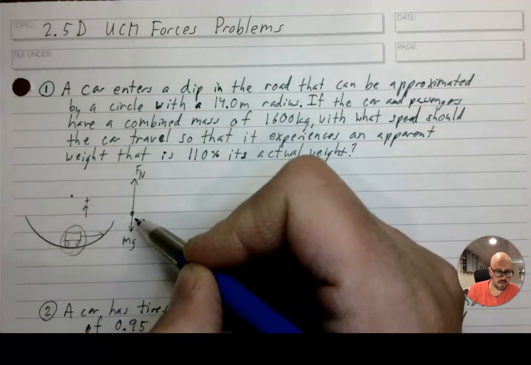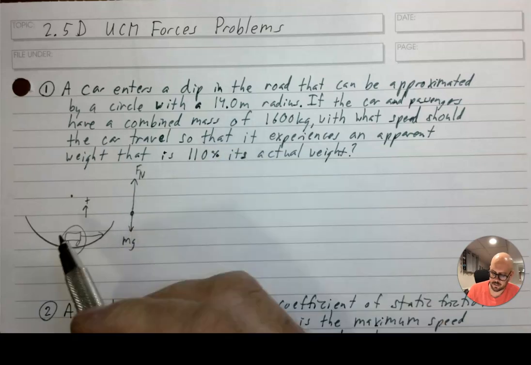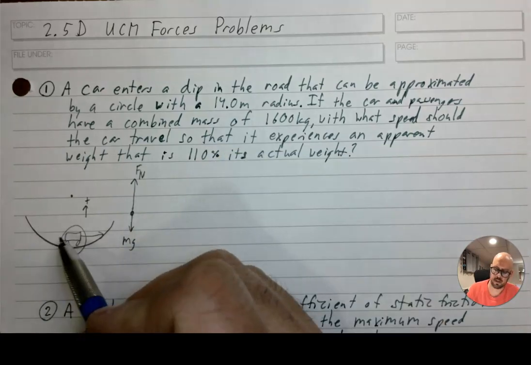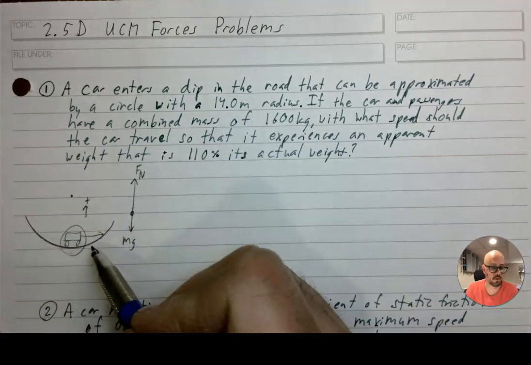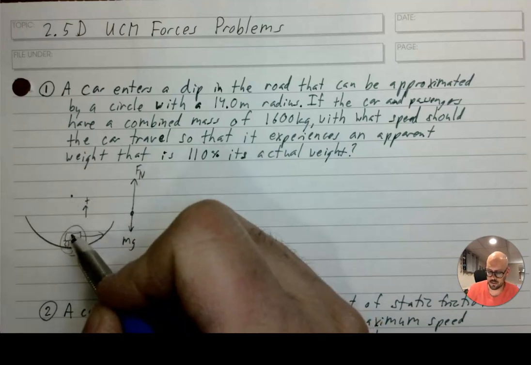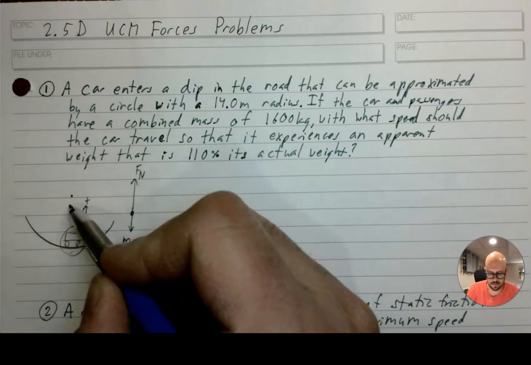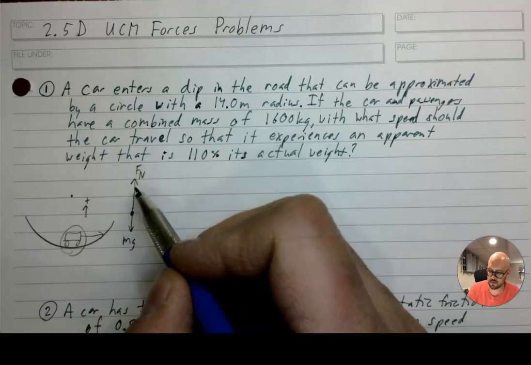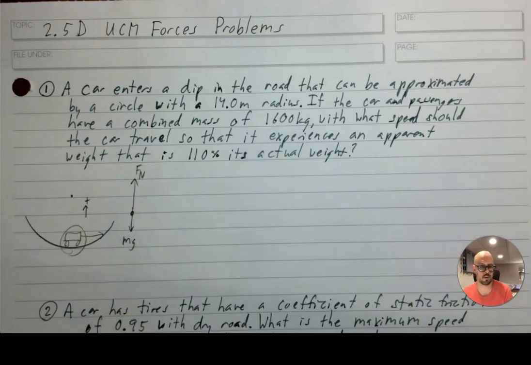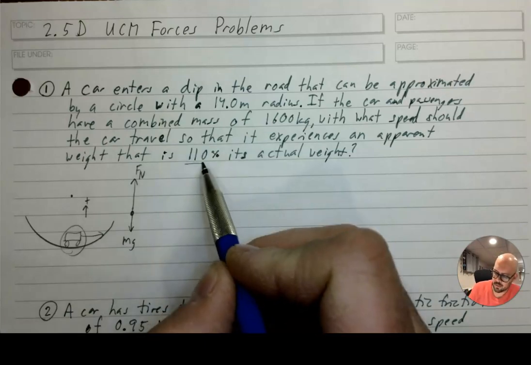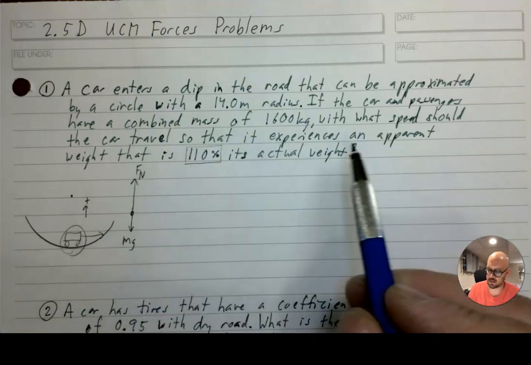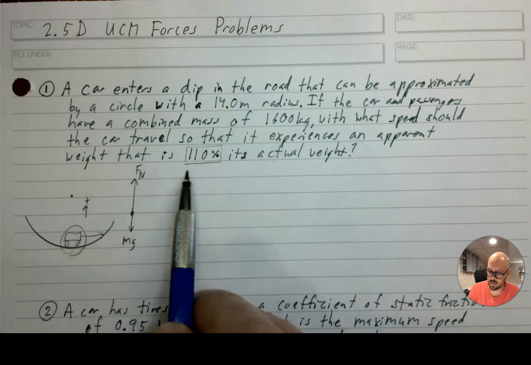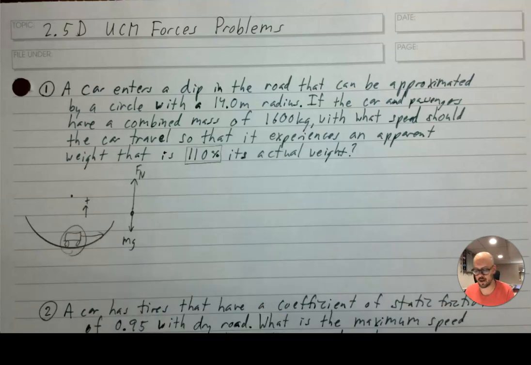I drew my arrows a different length. Maybe by now you're like, okay, I know that this car is getting squished into the road there. I know that the acceleration has to be toward the center, and so the net force has to be up in this situation. So the normal force has to be greater than gravity. That is supported by this 110%. It says it experiences an apparent weight that is 110% its actual weight.